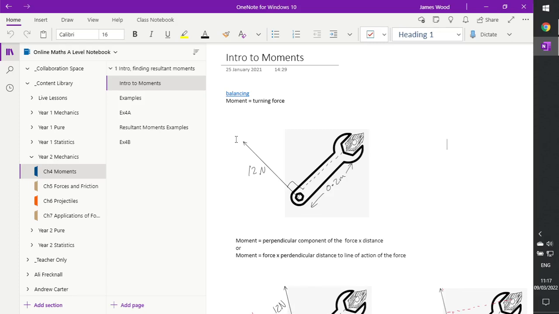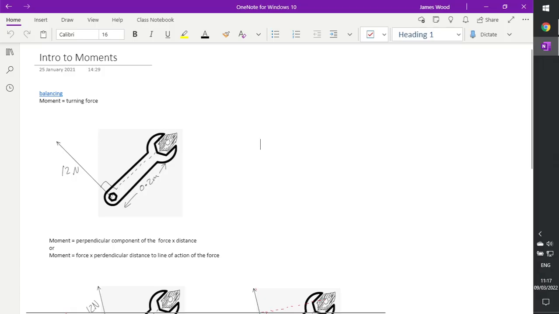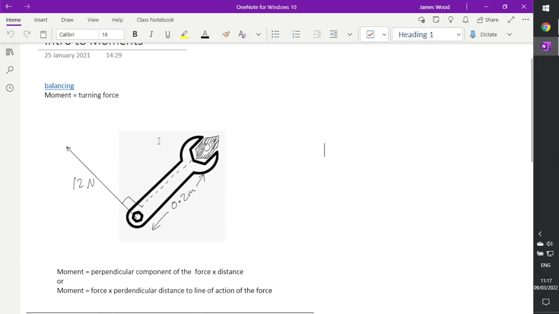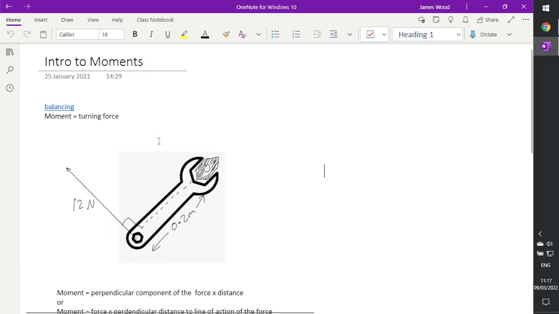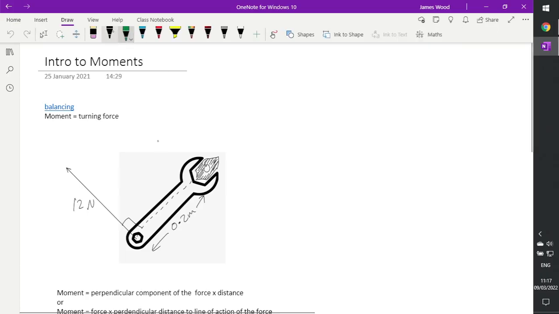In this chapter of Year 2 Mechanics, we're going to be looking at moments. Now, moments is essentially a turning force. It's the simplest way to imagine it. So when I say a turning force, I mean not just a force like a push, but a force which is causing the object to turn or to rotate.